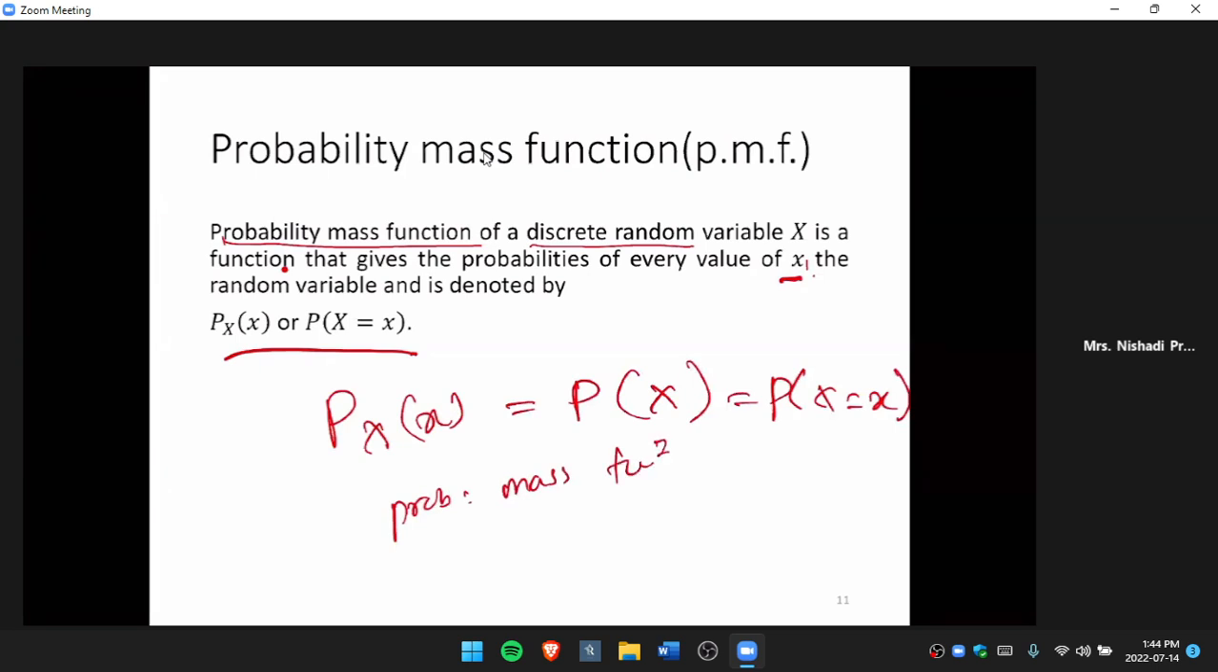So this is called the probability mass function. Now the probability mass function is a probability distribution of a discrete random variable, right? Discrete. Here, discrete random variable X. Is that clear? So this probability mass function represents probabilities of every value of the particular random variable. Understand? So let's see how to find this probability mass function for an experiment.